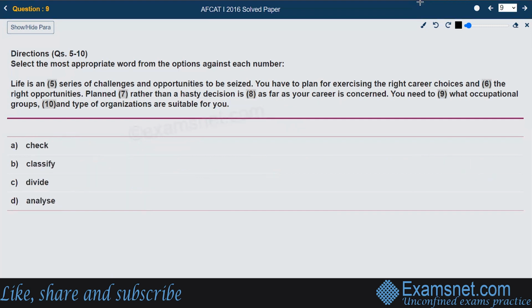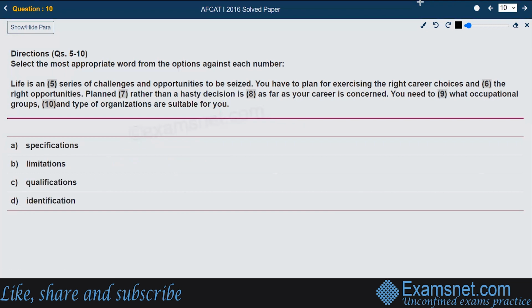9th, you need to dash what occupational groups and dash type of organization are suitable for you. You need to dash what occupational groups. So we need to check, you need to classify. Classify means segregate, to put into different categories. So that doesn't suit here. You need to divide. Why should we divide our occupational groups? That is also not good. Analyze is not it either. We don't want to remain analyzing our occupational groups. We should rather first check what occupational groups are there. So the right answer is option A.